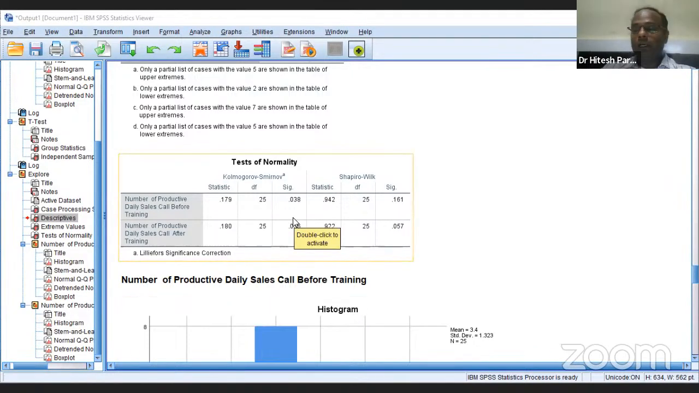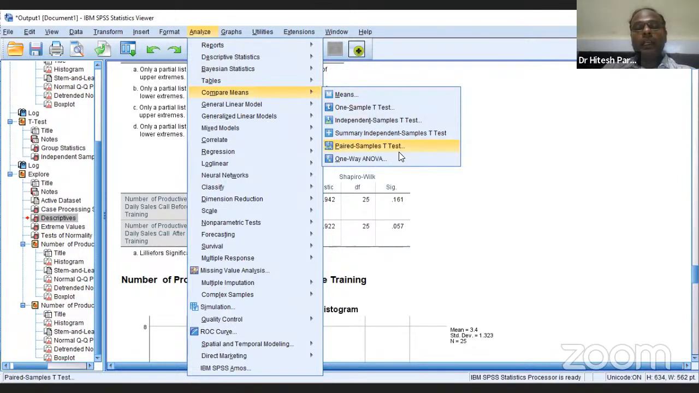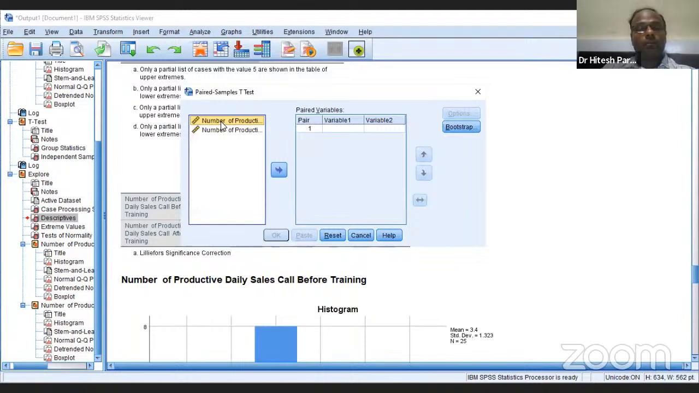So it is normal. Now let us apply the paired sample or dependent sample t-test. To apply it, we need to click on Analyze, then Compare Means, and Paired Sample T-Test. Analyze, Compare Means and Paired Sample T-Test. Just click there. Now the number of productive calls, we need to transfer as variable 1, and after, we need to transfer as variable 2. Automatically it will take. After transferring, you need to just click OK.